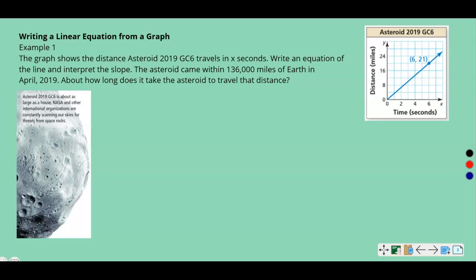All right, so the first thing it says is to write an equation of the line and interpret the slope. If we look at the graph, we have time in seconds and we have distance in miles. We're given this point here as (6, 21), and we know we have a point here of (0, 0). So the first thing we can do is identify the slope, because if we write an equation in slope-intercept form, y equals mx plus b, we can see that the y-intercept is at 0. So we already know the y-intercept, but we do need the slope. So let's find the slope.